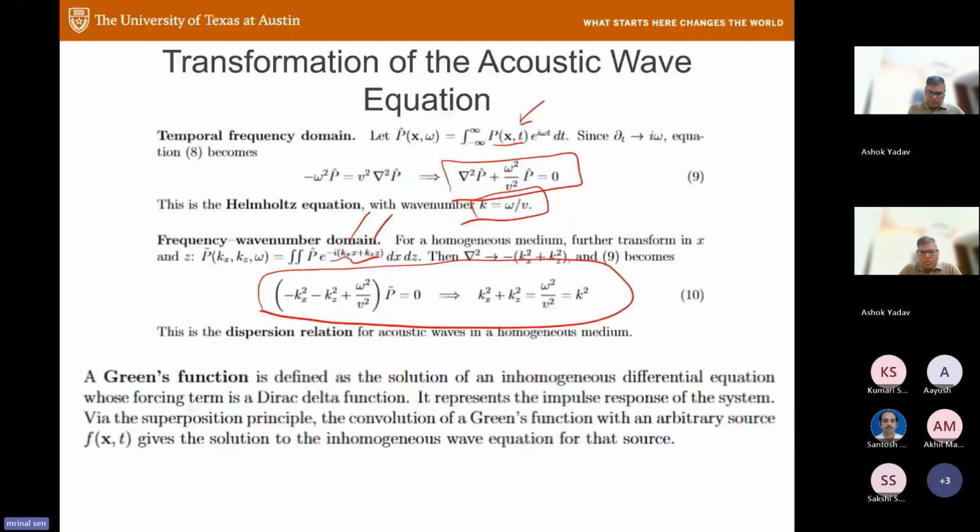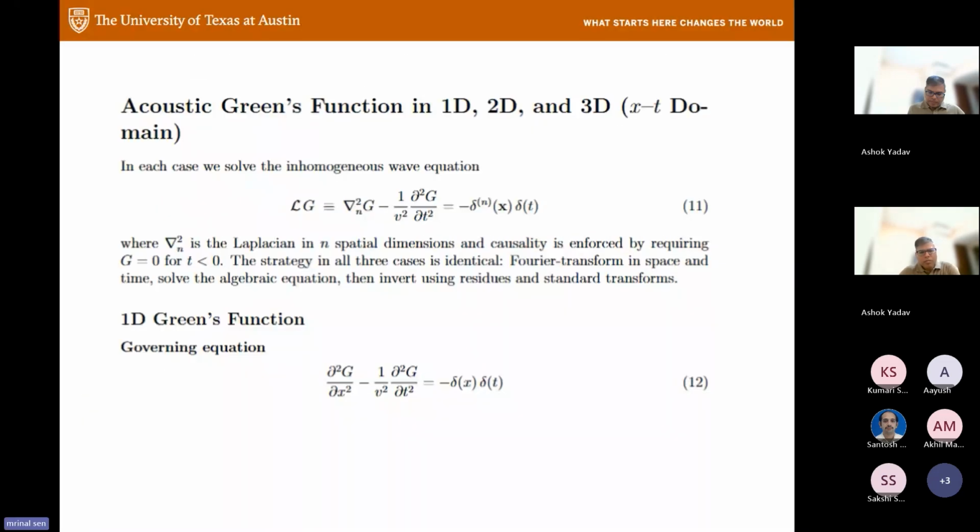So first of all, the reason we are interested in getting into the Green's function is we want to know what is the nature of the solution in a medium that is perfectly homogeneous. Okay, and then our interest is in inhomogeneous medium, but first we have to understand what happens in a homogeneous medium. So that's your equation for Green's function.